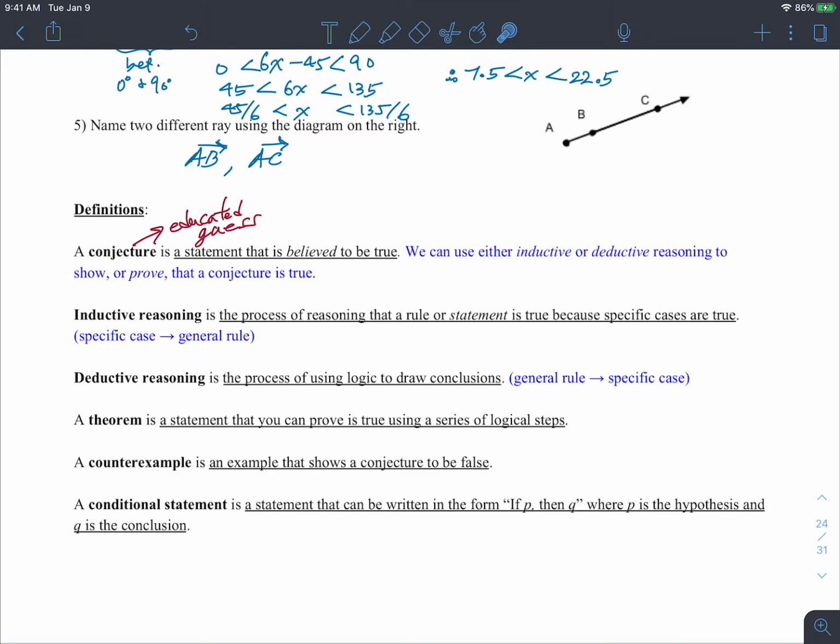And the conditional statement is basically an if-then statement. It's a statement that can be written in the form of if P then Q, where P is the hypothesis and Q is the conclusion, right?